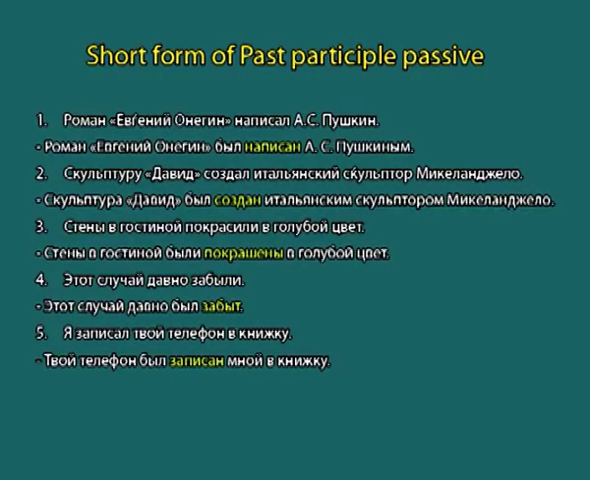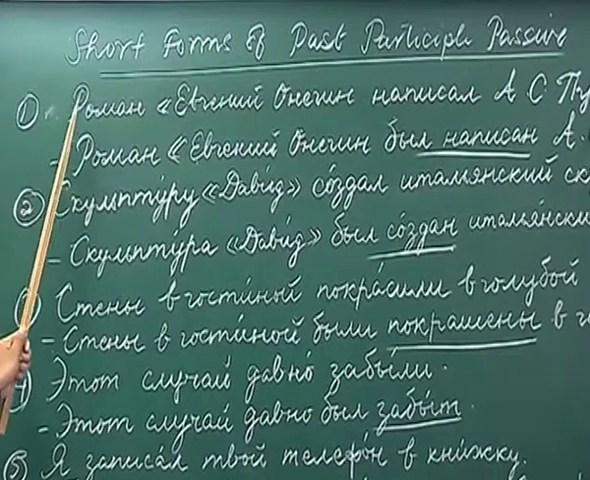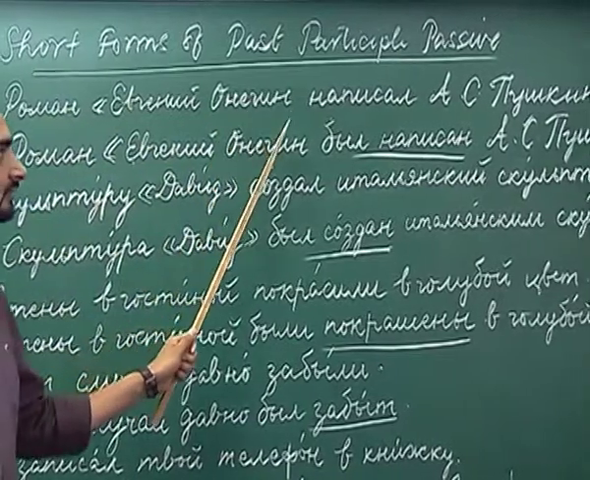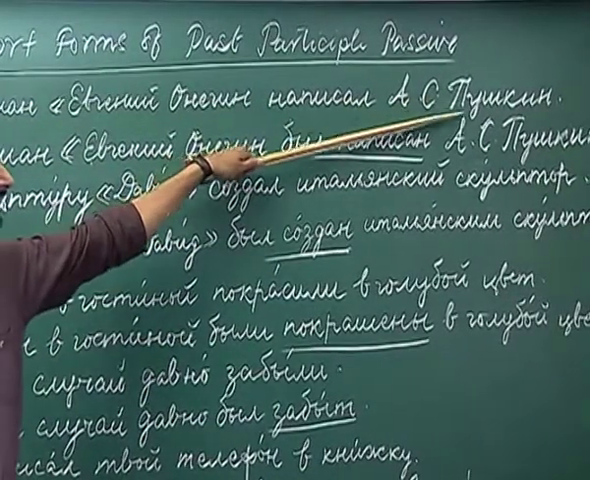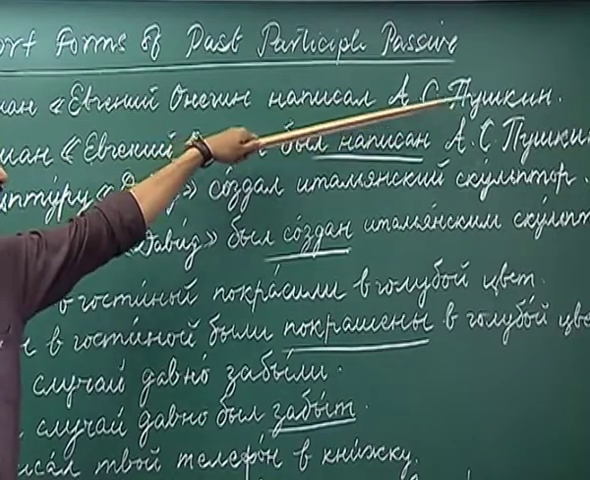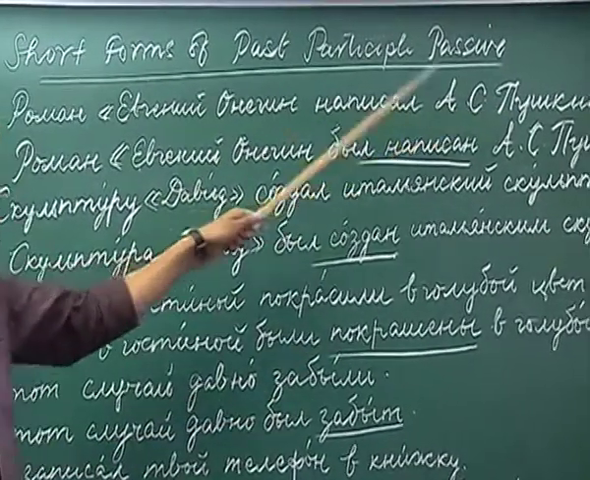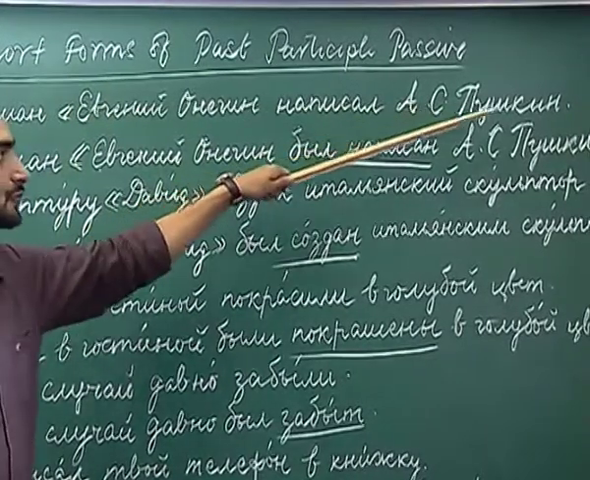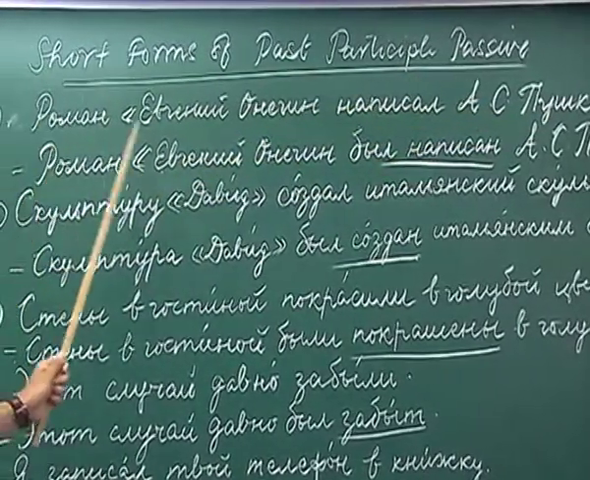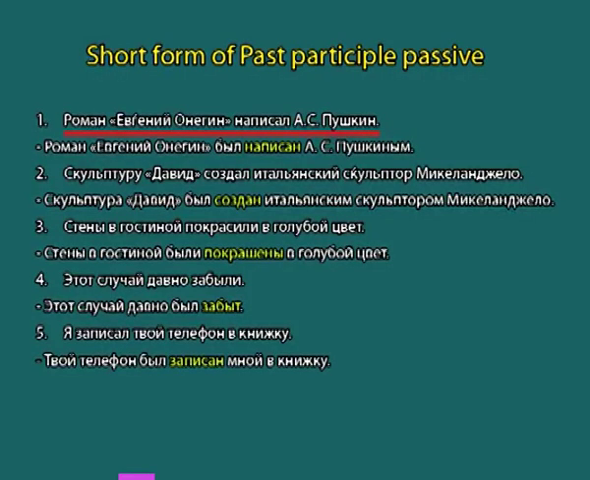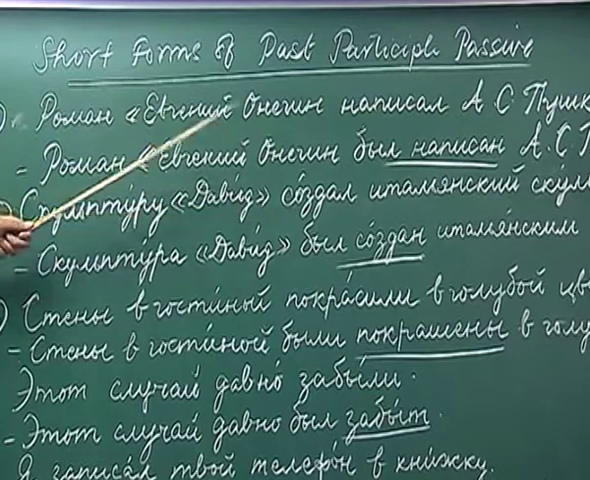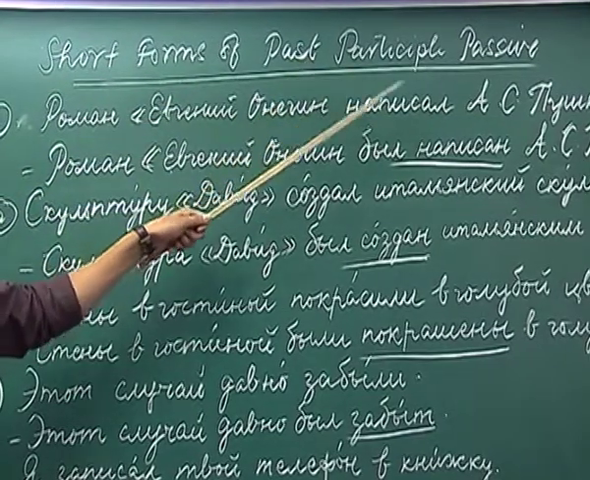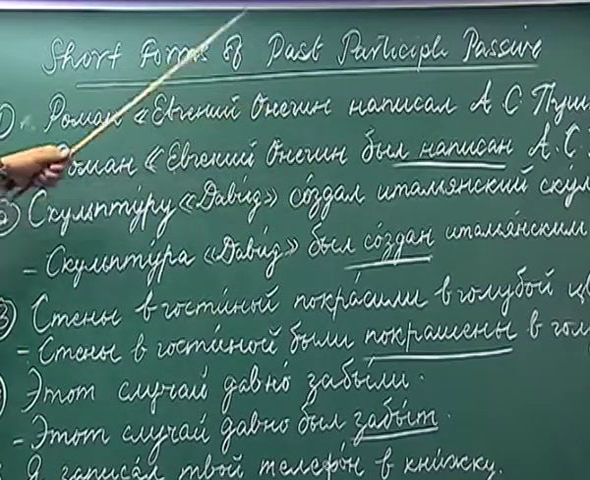Roman Yevgeny Onegin napisal A.S. Pushkin. The novel Yevgeny Onegin was written by A.S. Pushkin, or if you change the word order, A.S. Pushkin napisal roman Yevgeny Onegin. A.S. Pushkin wrote the novel Yevgeny Onegin. So, this is the active construction. How can we use the short form of past participle passive and change the same sentence into passive?